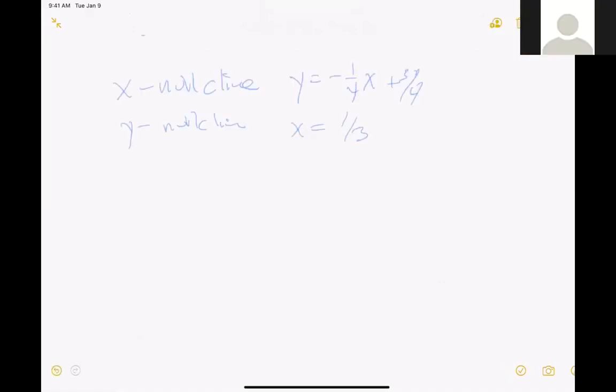Is it not showing up on the screen for anybody else? Are you writing on the screen right now? I'm just writing on my iPad screen. You see it? Oh, you don't see it. It's blank. How about now? Sorry about that.